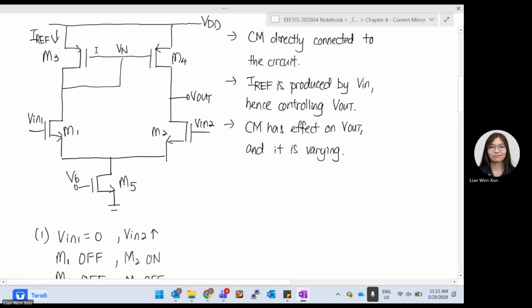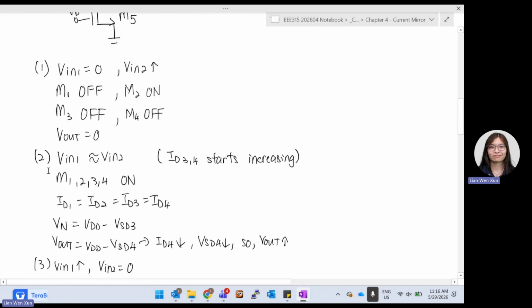If M3 turns on, M4 copies M3's behavior, so M4 will also turn on. And then my M2 also turns on because Vin 2 has something. So now all 4 transistors are on.